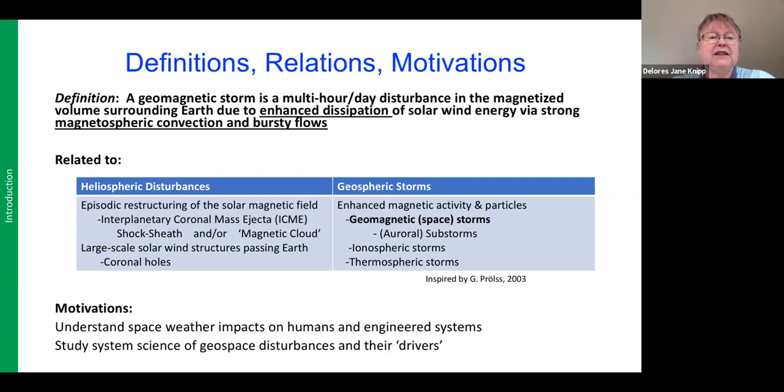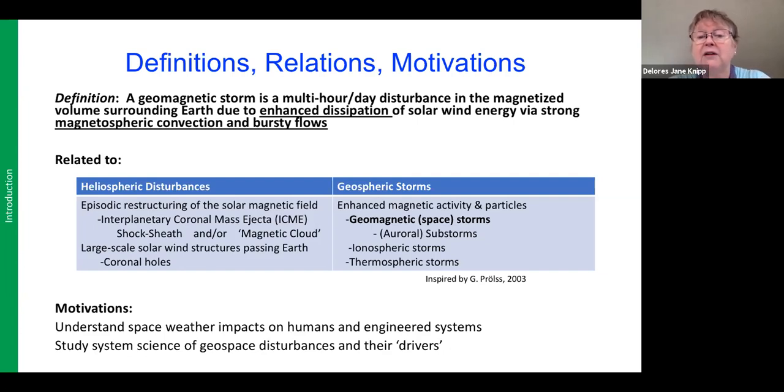So this idea of a geomagnetic storm fits squarely in the middle of heliospheric disturbances. Interplanetary coronal mass ejections are a possible driver. Large-scale solar wind structures like coronal holes will also give geomagnetic storms, but typically milder ones. They don't have the long intervals of persistent southward IMF, but they have very high solar wind speed. So that's another aspect of it.